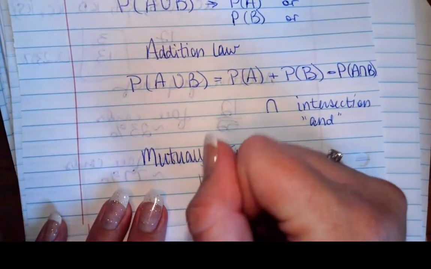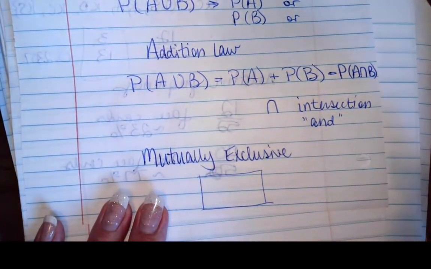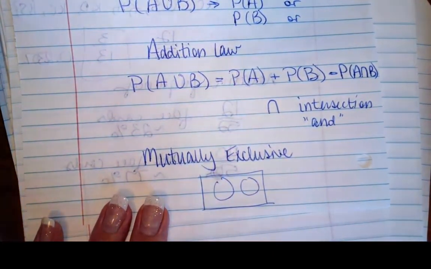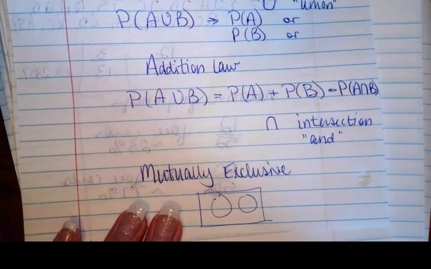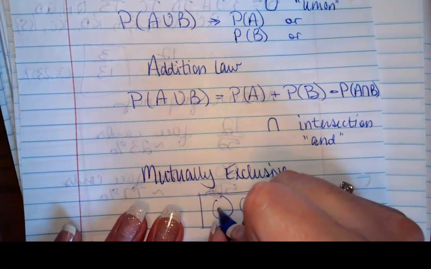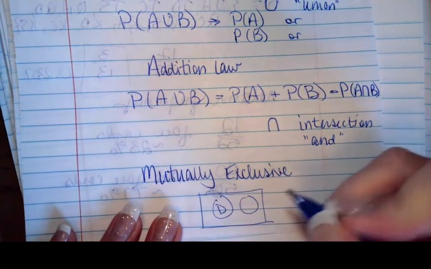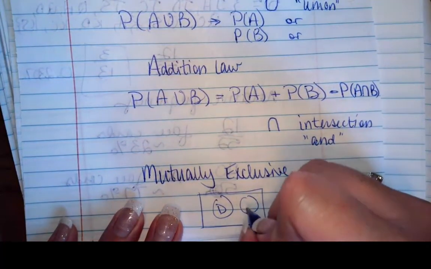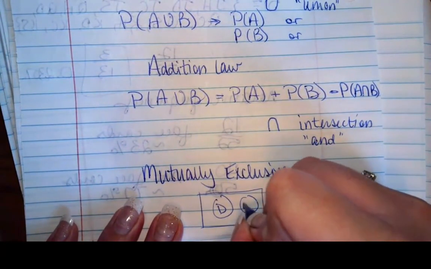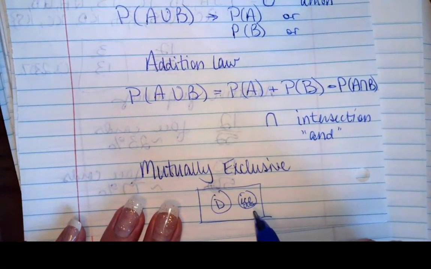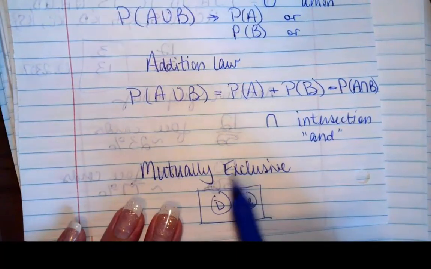If I were to draw a Venn diagram of mutually exclusive events, there's my sample space, there's event A, and there's event B. There is no possibility for them to have anything in common. You could think of dogs and ice cream. What do dogs have in common with ice cream? Nothing. Ice cream's not alive, dogs are. Dogs have feet, ice cream doesn't. There's nothing in common.